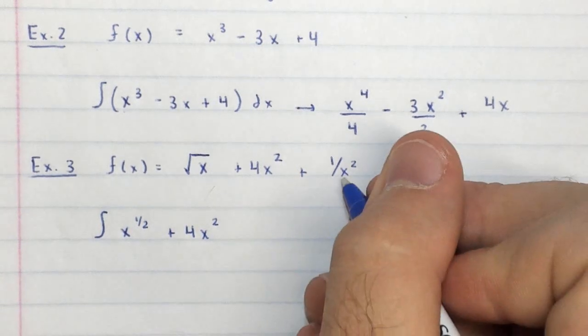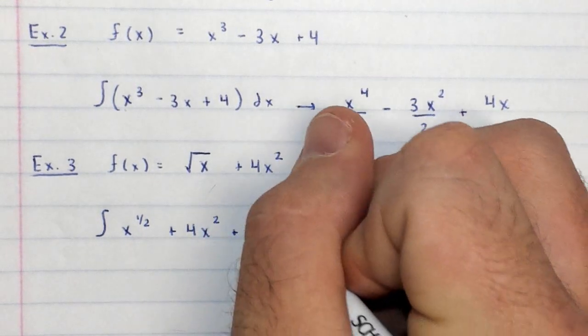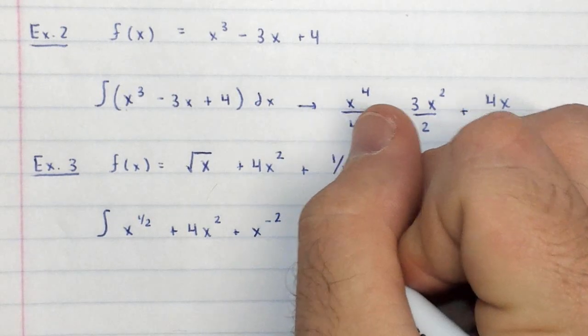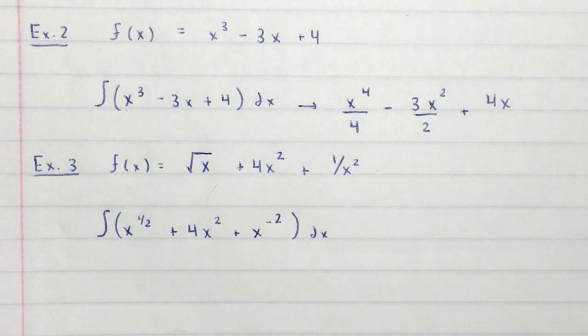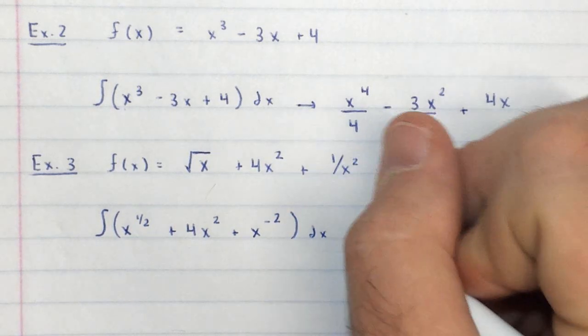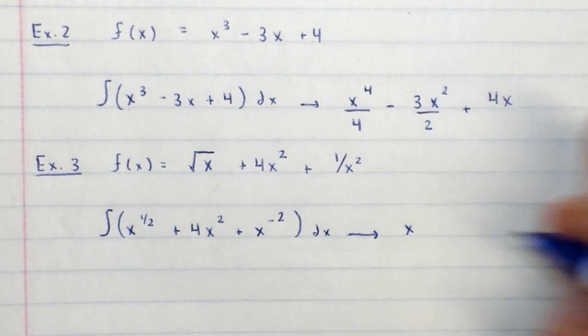If I wanted to rewrite this, this would be x to the -2. And again, don't forget your dx. Once you have it in that form, your life is very easy. You just go term by term and integrate it. X to the 1/2. Again, we are increasing it by 1. If I add 1 to 1/2, what do I get? 3 over 2.